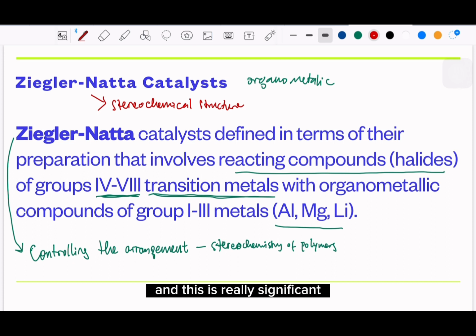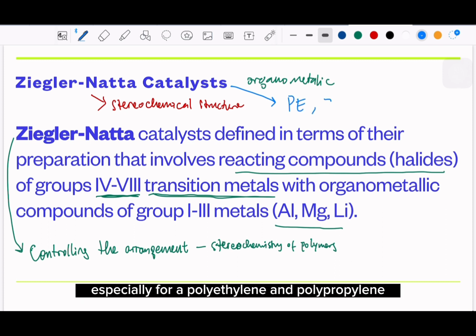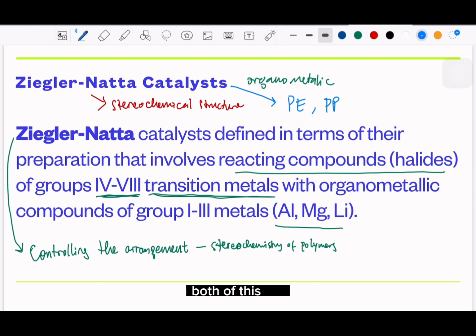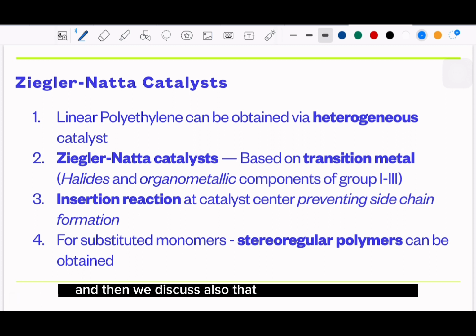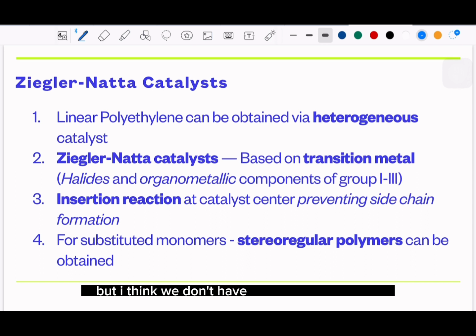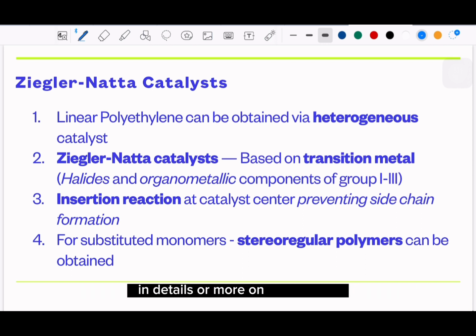And this is a really significant improvement, especially for polyethylene and polypropylene. Both of these can be tailored using this catalyst, and we can control their tacticity, for example making them isotactic. Okay. And then we also discussed that linear polyethylene can be obtained by this heterogeneous catalyst, because there are homogeneous and heterogeneous types, but I think we don't have much time to discuss this subject in more detail. But I hope you can get the idea of the essentials in Ziegler-Natta catalyst.